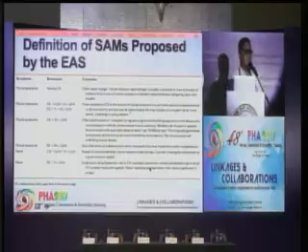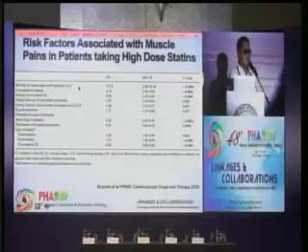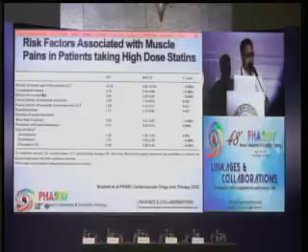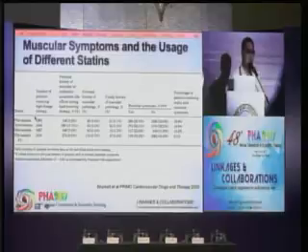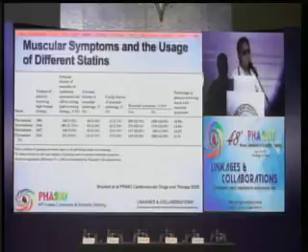And this is the definition of statin-associated muscle symptoms based on the European Atherosclerosis Society, which is basically similar to what we presented earlier. What are the risk factors associated with muscle pain in patients taking high-dose statins? Basically, you have a history of muscle pain with another lipid-lowering treatment, unexplained cramping, a history of elevated CK, and the type of statin. Simvastatin has a higher incidence of muscle pain as well. If you look at different statins, the lipophilic statins have the higher incidence of muscular pain, such as simvastatin and atorvastatin.